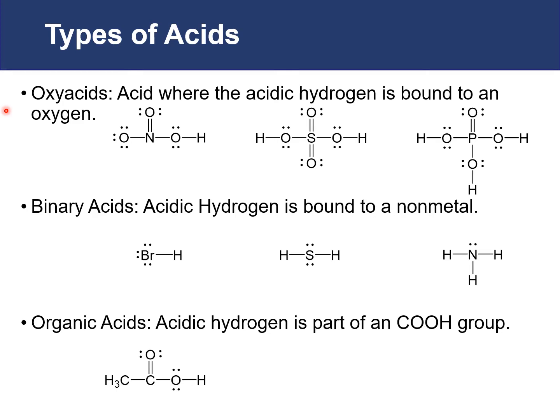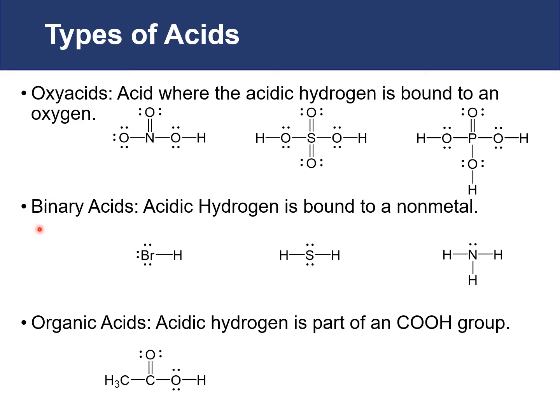The first category are oxyacids. Oxyacids are those where the acidic hydrogen, the proton that is being donated, is bound to an oxygen atom. A couple of examples of this are nitric acid, HNO3, sulfuric acid, H2SO4, and phosphoric acid, H3PO4. In each case, you have an acidic hydrogen that is bound to an oxygen atom. The bond that is holding the proton on is an oxygen-hydrogen bond. That oxygen is then bound to something that is not carbon.